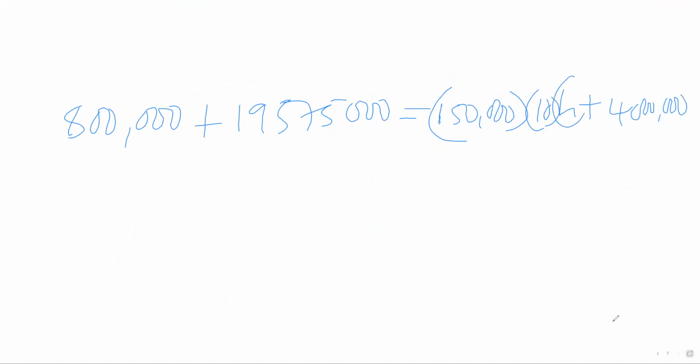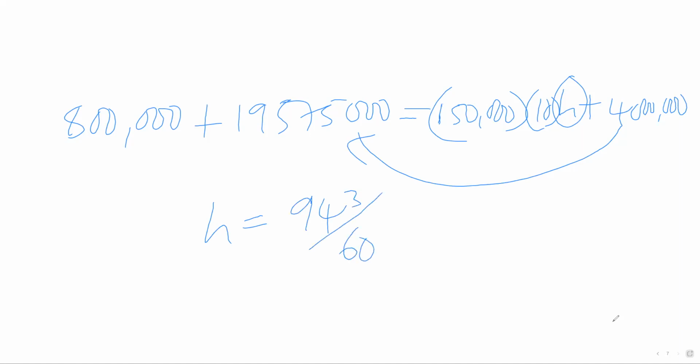So you see, we can solve for h, right? We just take this side and divide throughout by 150,000 times 10. We'll actually find, so that's a task for you, that h is going to be 943/60. You can even use a calculator. You just find some decimal number. So that is your h.